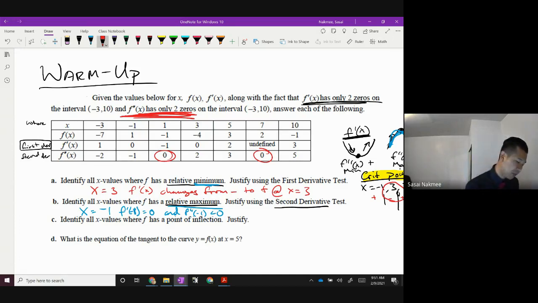So you notice for the second derivative here, you have it going positive to positive. So this right here is not a point of inflection, right?